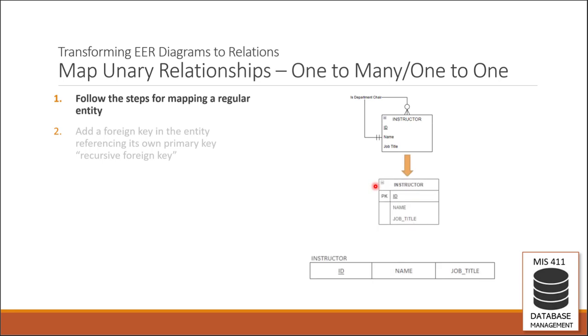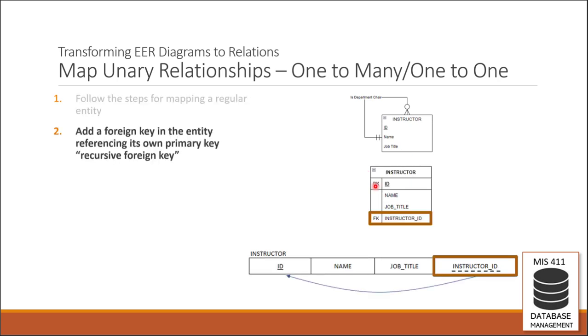The first thing you're going to do, as you're probably used to by now, is follow the steps for mapping a regular entity. At this point I'm not going to go over the details of that. Then in step 2, you're going to add a foreign key reference in the new relation, referencing its own primary key. This is also called a recursive foreign key, and it's called recursive because it goes back to itself. It's actually very simple, as you can see. All we did was add this foreign key instructor ID to the instructor relation table, pointing back to the primary key ID. And that's all you have to do for a unary relationship on a one-to-many or a one-to-one.